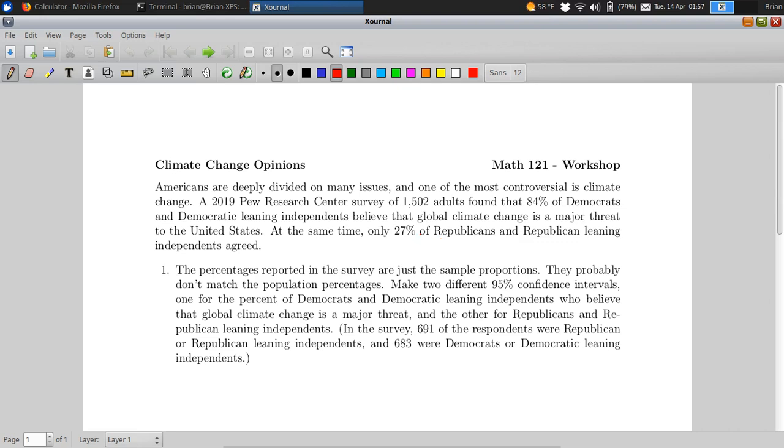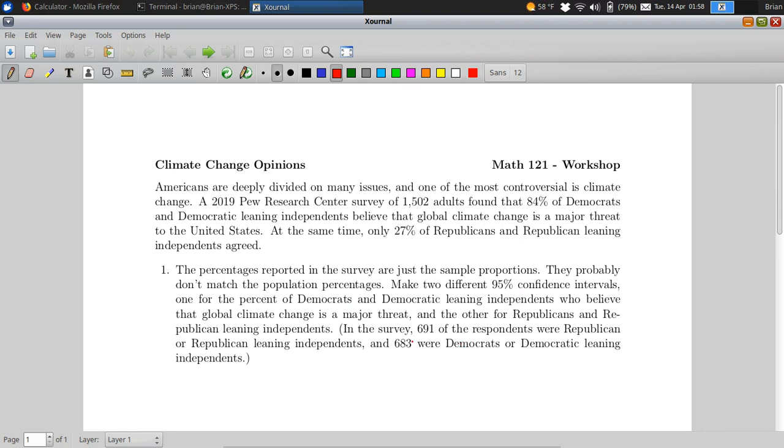Those are both sample proportions, right? They both came from this sample of adults that were contacted on the phone. And they may not be the true percentages if you were to get your hands on all the Democrats and all the Republicans in the population. So if we want to know something about the true percentages, we need to make a confidence interval. And so I asked you to do that. I asked you to make two different 95% confidence intervals, one for the Democrats and one for the Republicans.